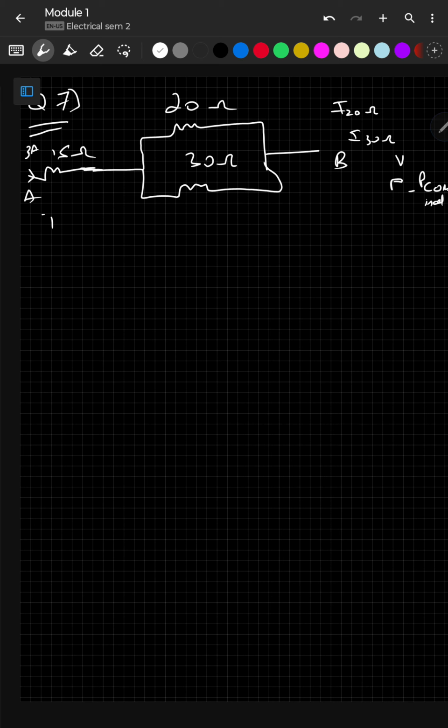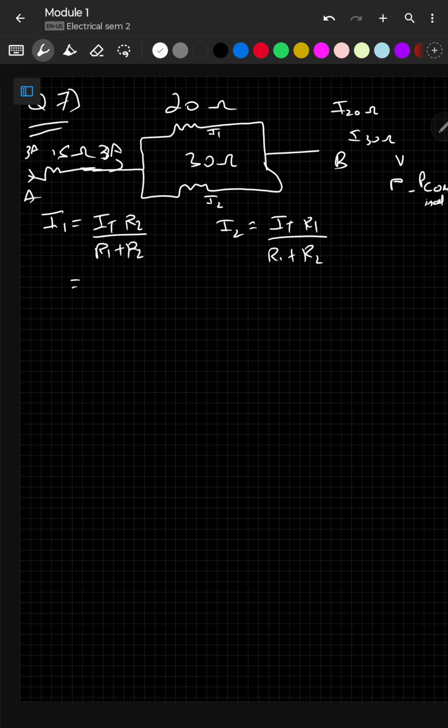So we again label them as I1 and I2. I1 I can write as I total into R2 by R1 plus R2, and I2 I can write as I total into R1 by R1 plus R2. In current only we are taking the opposite path. Okay. So that is going to be I total is 3 ampere here, because 3 ampere current only will go through this also. Correct. So 3 into 30 by 50. Here it will be 3 into 20 by 50.